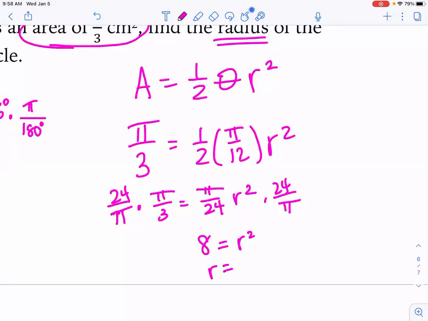So r is not plus or minus square root of 8 because our radius can't be negative. But if you have a radical, I absolutely expect you to reduce your radical. You will get taken off if you don't reduce a radical, and that will become very important, especially tomorrow when we work with our right triangle trig, SOHCAHTOA, and using the Pythagorean theorem and all of that.